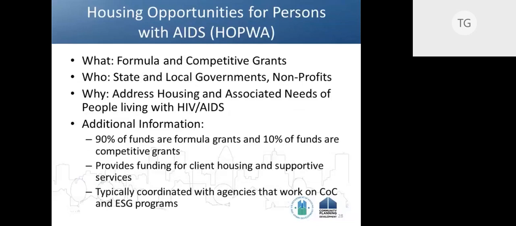Housing Opportunity for Persons with AIDS. This is pretty self-explanatory. It addresses housing and associated needs for people living with HIV/AIDS. 90% of these are formula funds, and 10% are competitive grants. It provides funding for client housing and their supportive services. Oftentimes we find a coordination with the agencies working in the continuum of care that I briefly described and the ESG programs.